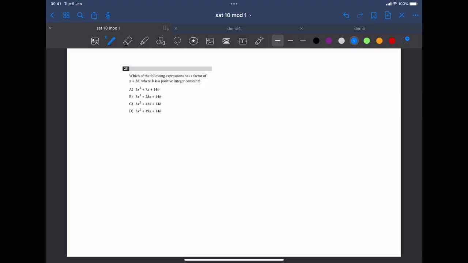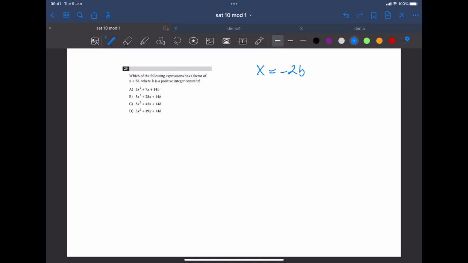This question is one of those where you have to look at the answer choices to formulate a response, because if you weren't provided them, it's very difficult or near impossible to answer this prompt. One thing I noticed is that we want the expression to have a factor of x plus 2b. If x plus 2b is a factor, then we can rewrite this as x equals negative 2b, and we must make the expression equal to 0.